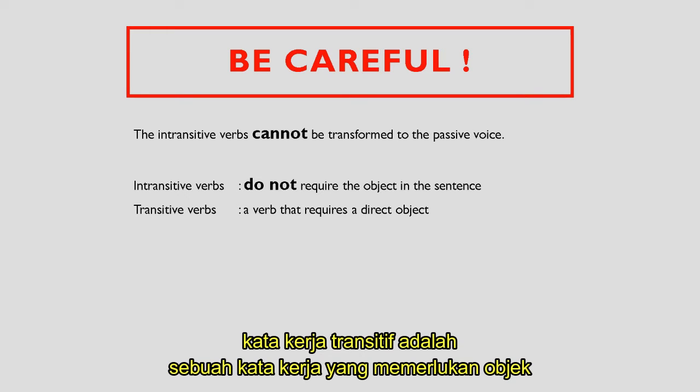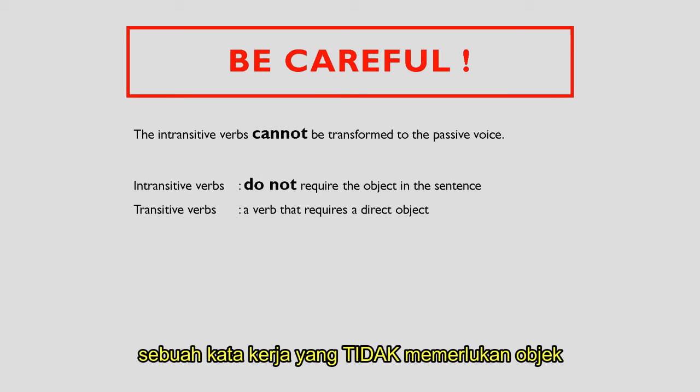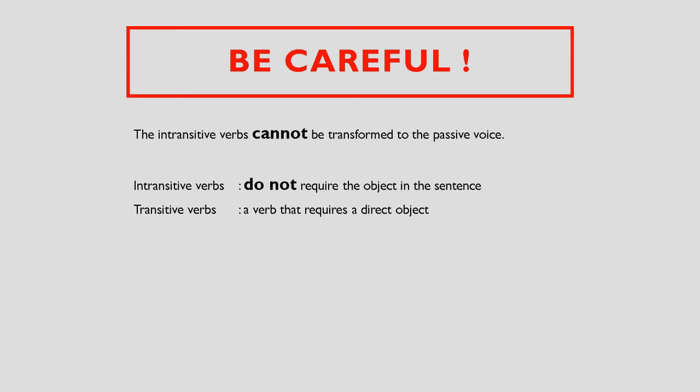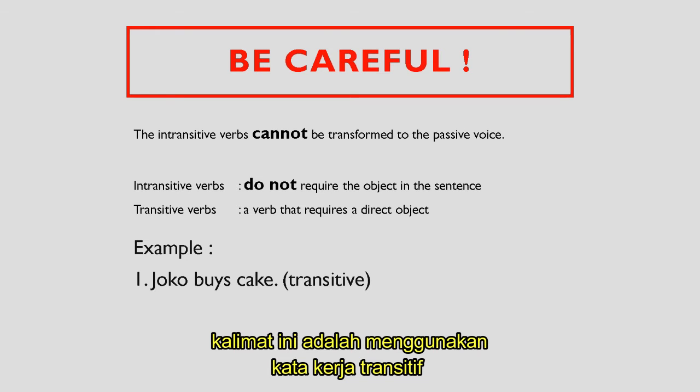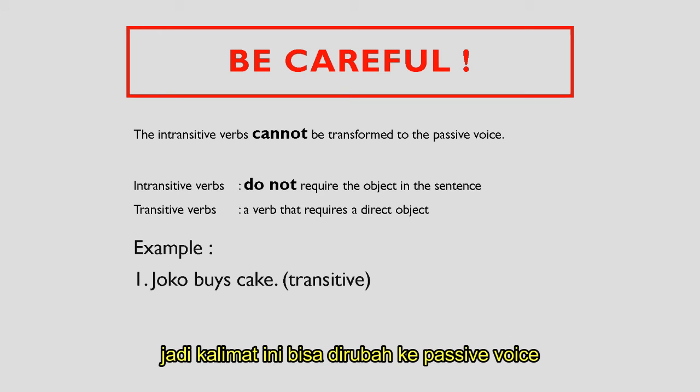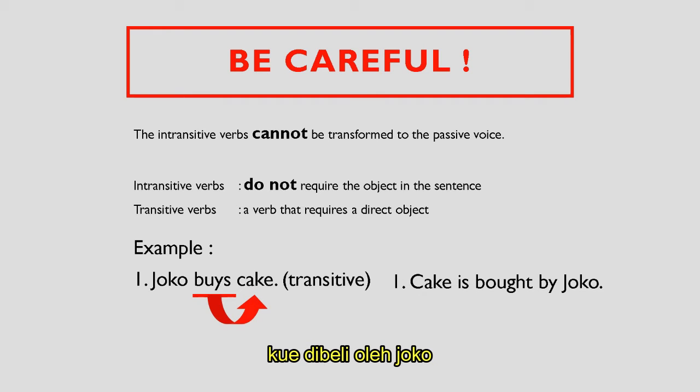Transitive verbs is a verb that requires direct object. And intransitive verbs do not require the object in the sentence. Let's look at an example. Number 1, we have Joko buys cake. Of course, this one is transitive verbs. It can change into passive voice. It will be, cake is bought by Joko.